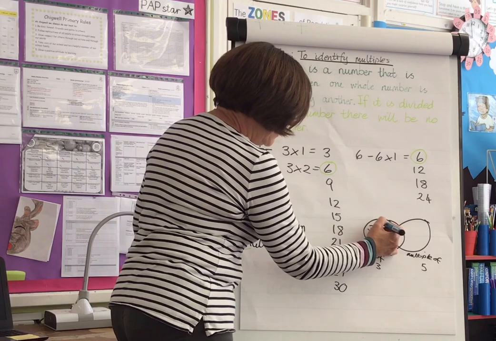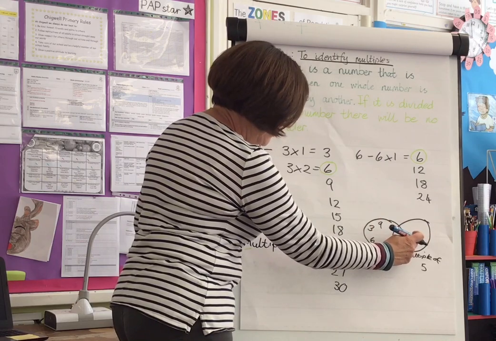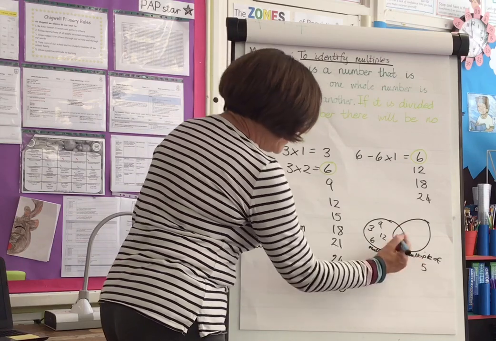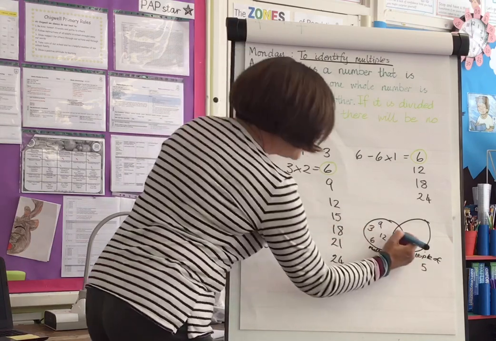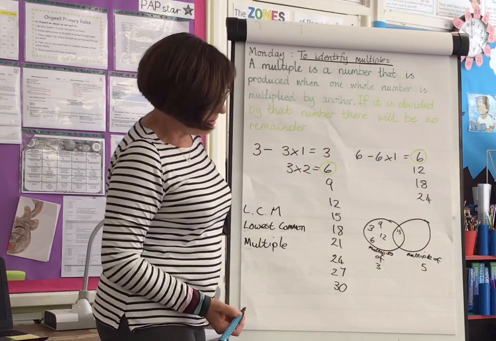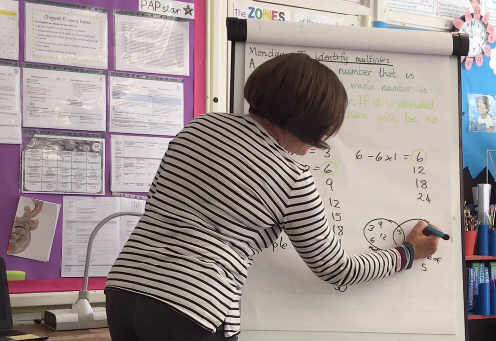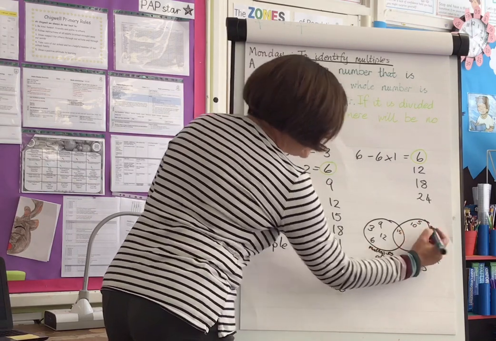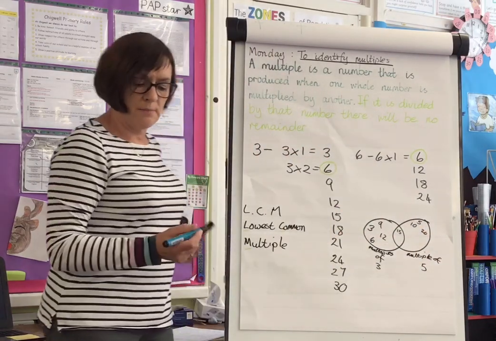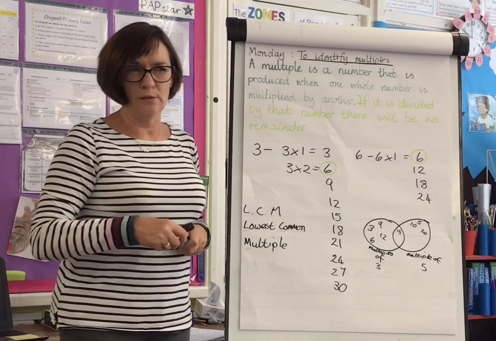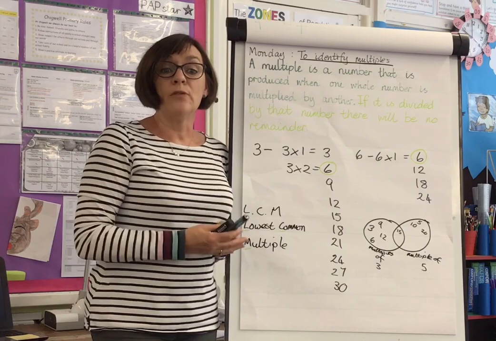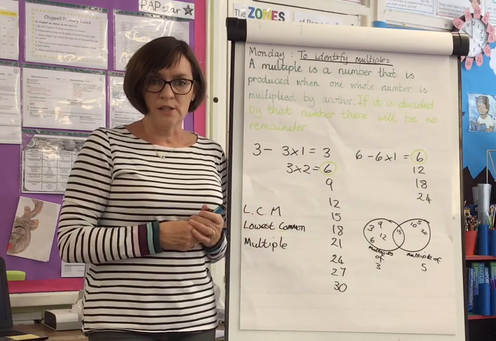9, there's no 9 in the 5 times table. 12, there's no 12 in the 5 times table. The next number is 15. Now 15 is in the 5 times table, so it would go in the interlocking circle. And the multiples of 5, 5, 10, 15, 20, and so on would go in that circle. So it's just a reminder of what a Venn diagram looks like. I know this should all be revision, it's just really to get your brain warmed up, ready for all the work on multiplication this week.